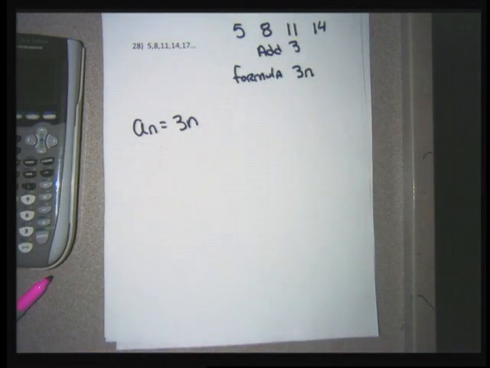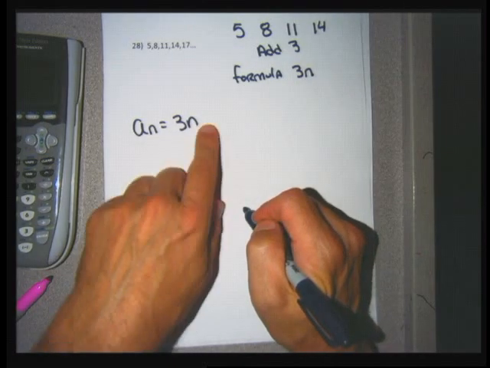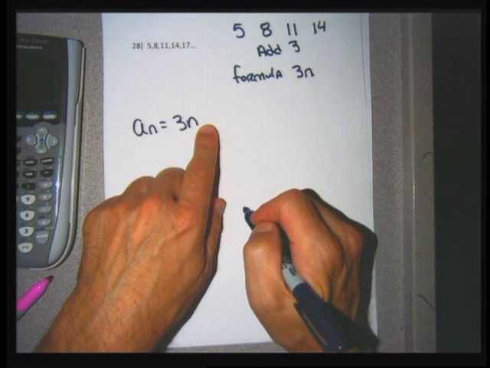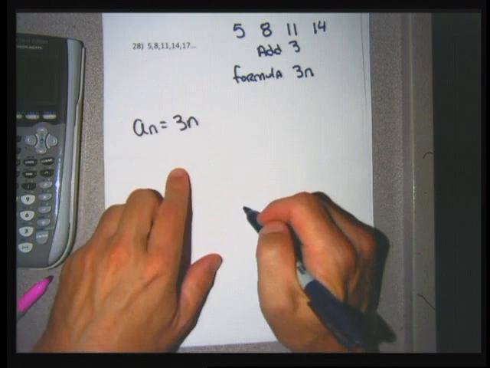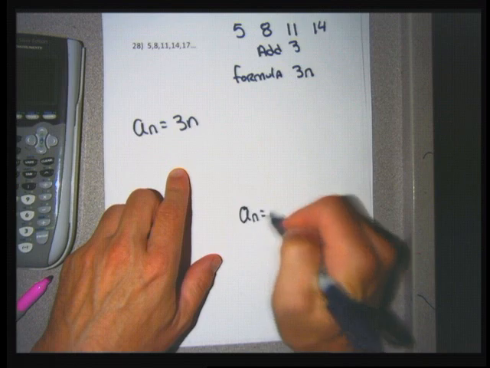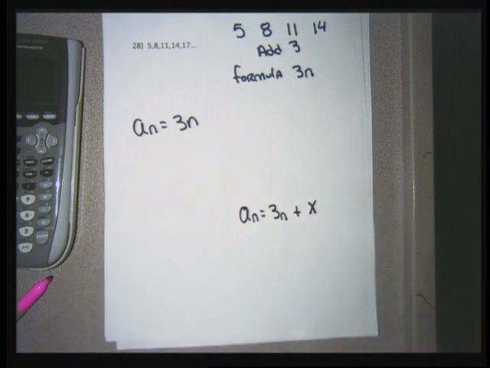And here's what I do. I know that my answer has to be in this form, so I'm going to do some work. There has to be a number after the 3n because the 3n by itself isn't going to give me this list. I'm going to take this problem, a sub n equal to 3n, and say what number needs to go after the n to make the sequence work. I'm going to call that x.